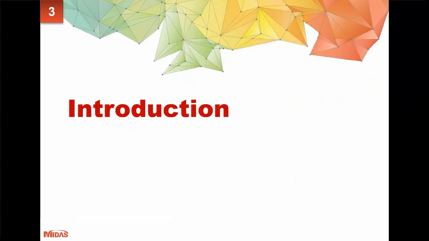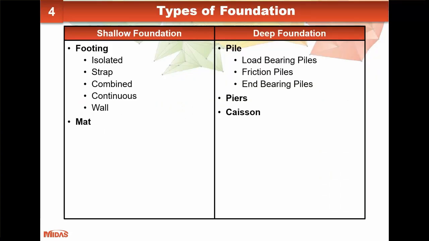So let's go to the introduction first. There are two types of foundation, according to the depth of the foundation, which is the shallow or the deep foundation. For the shallow foundation, the examples of this are footing and mat foundation. And for the deep foundation, there are piles, piers, and caissons. So in this webinar, we're going to focus on the pile foundation.